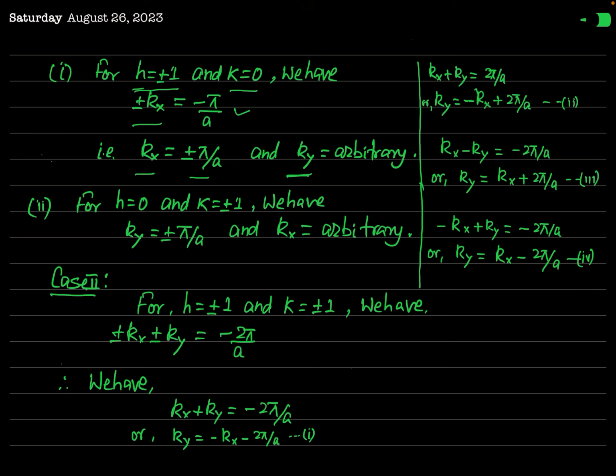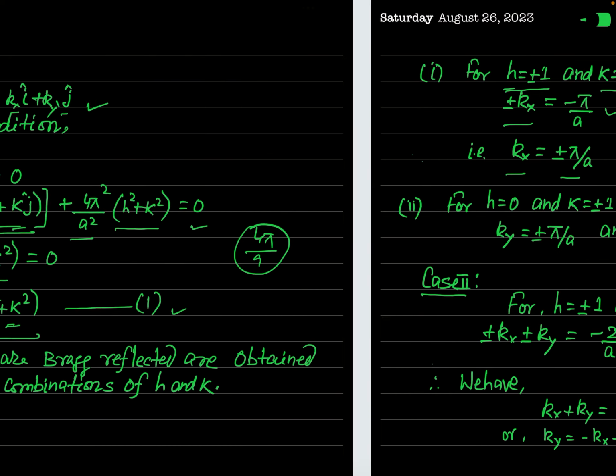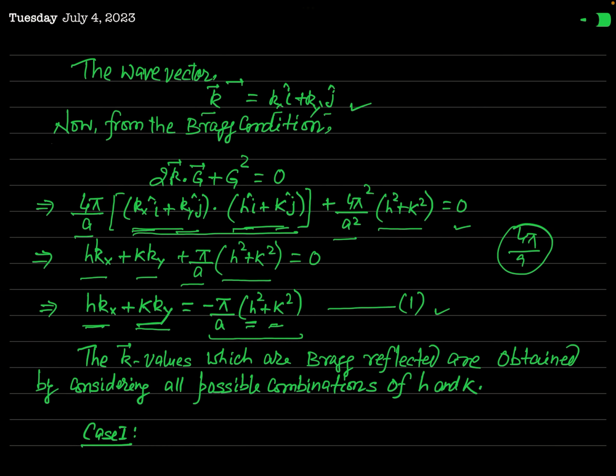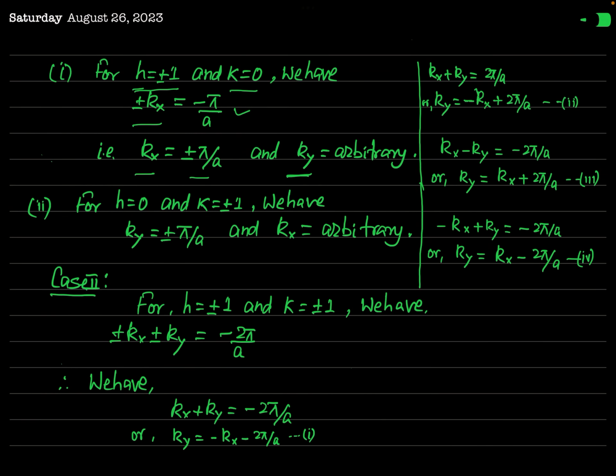And in this condition, you can take any value of kappa y. Its value is arbitrary. It depends on you. Why? Because we have taken k equal to 0. So what is the value of kappa y? That does not matter. You can take any value of kappa y. So here kappa y is arbitrary, but the value of kappa x is restricted. It is equal to plus minus pi over a.